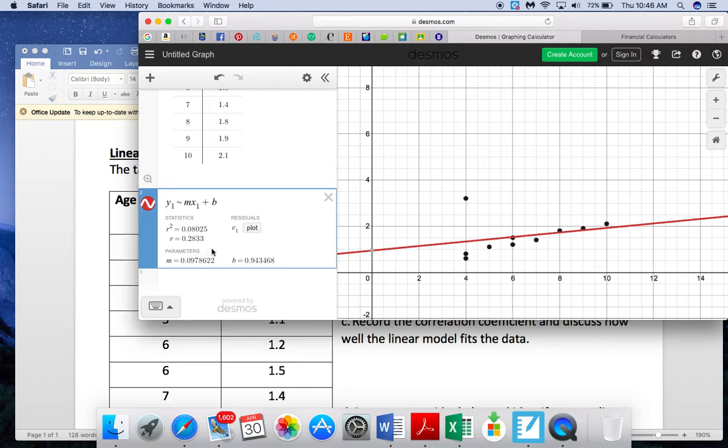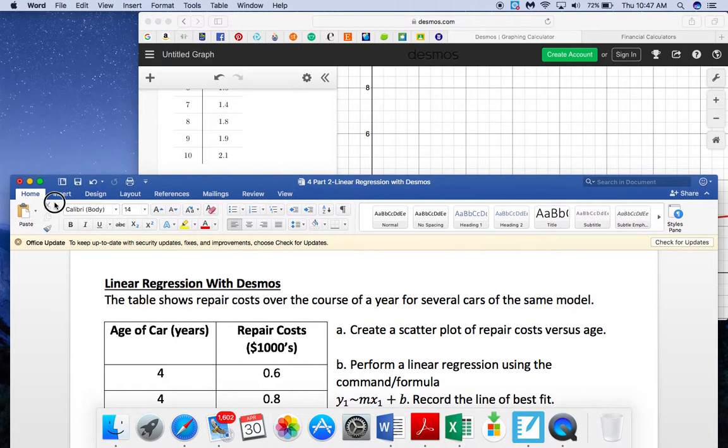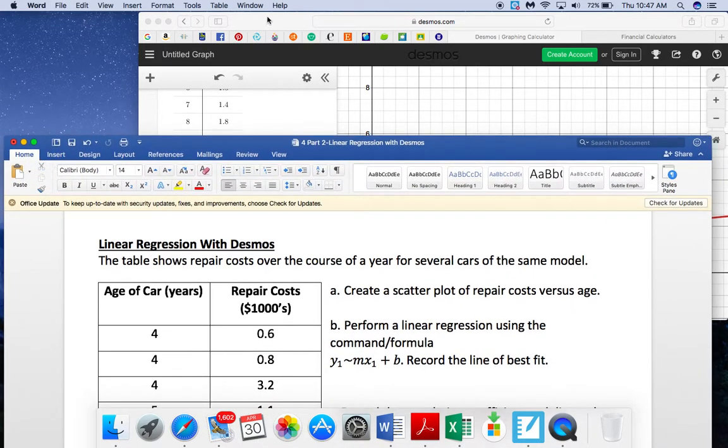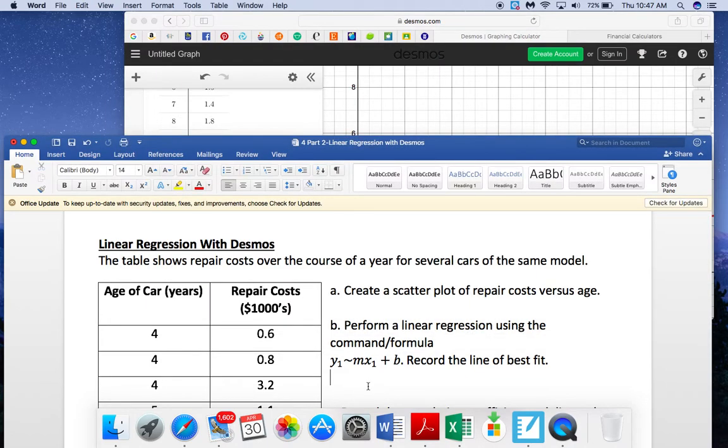And notice over here in this box you have the value for m, the value for b, so the slope and the y-intercept, and also the correlation coefficient and the coefficient of determination are given to you there. So then if I go back over here, it says record the line of best fit. So I'm going to record those values right into my equation. So let's enter that here.